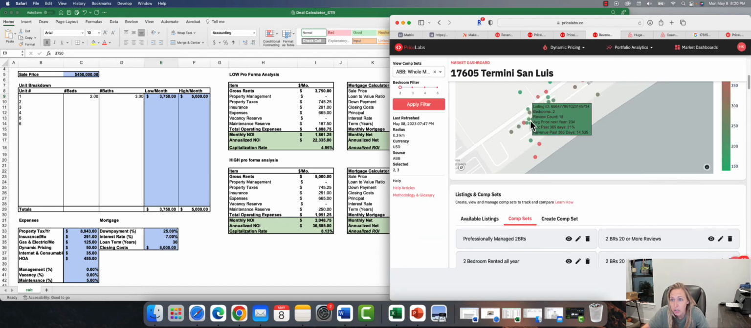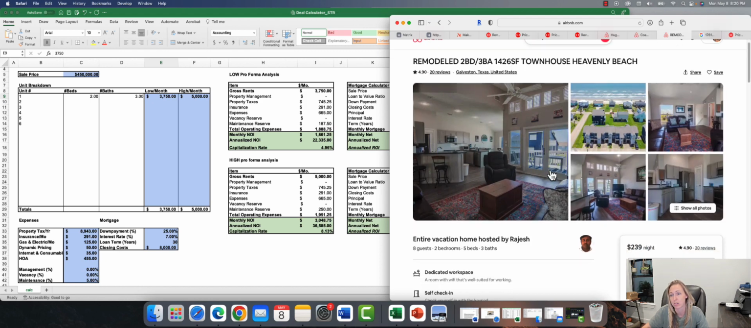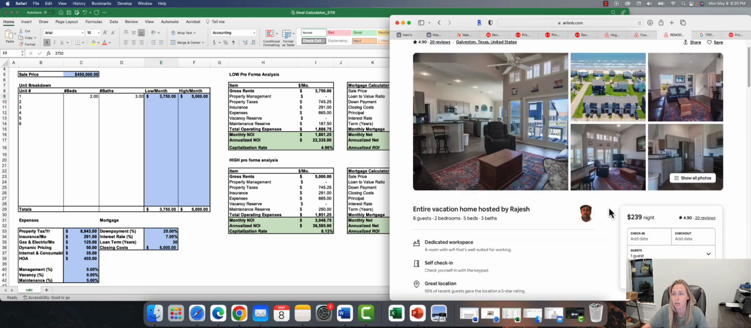But also you can look at properties that aren't doing as well. Say we go into one, they're doing $14,000. Pictures aren't as good, older furniture.